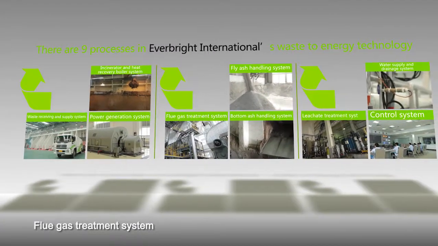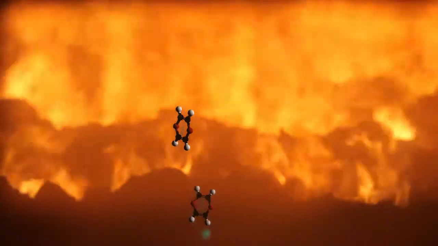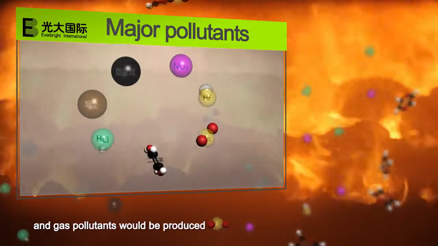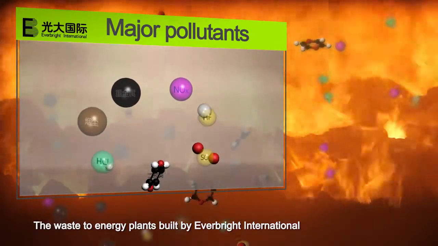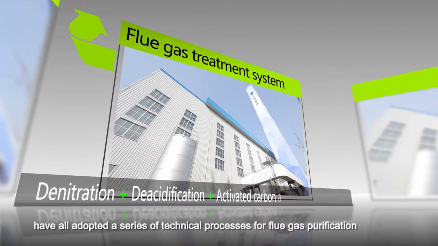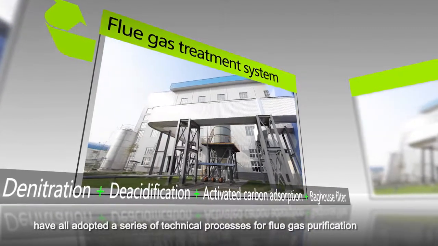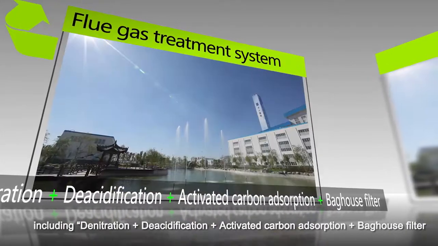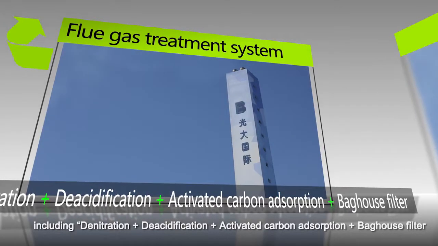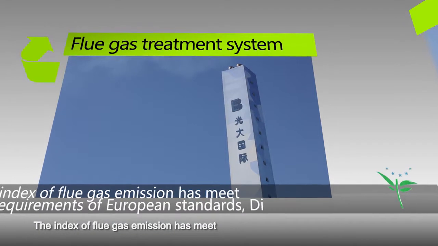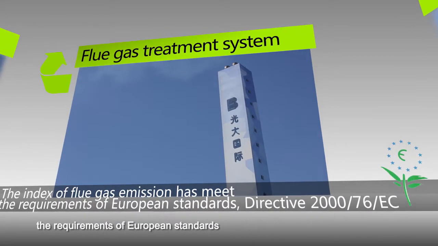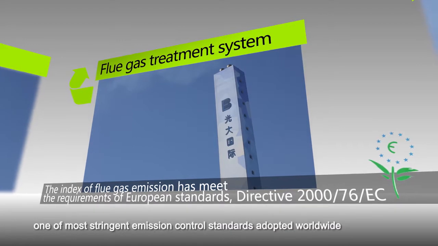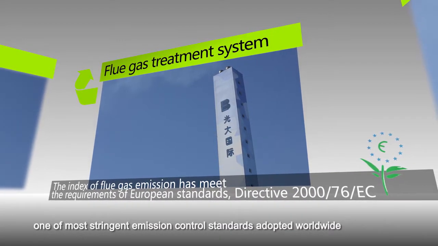4. Flue gas treatment system. In the incineration process, the high-temperature gas with large number of small particles and gas pollutants would be produced. The waste-to-energy plants built by Everbright International have all adopted a series of technical processes for the flue gas purification, including denitration plus deacidification plus activated carbon absorption plus baghouse filter. The index of flue gas emission has met the requirements of European standards, Directive 2000/76/EC, one of the most stringent emission control standards adopted worldwide.